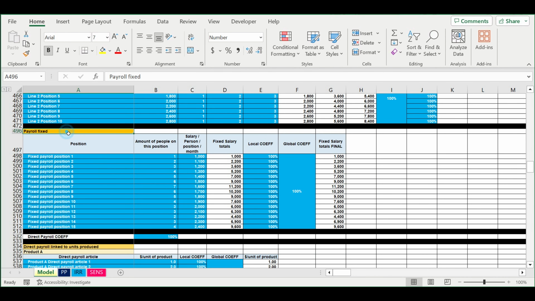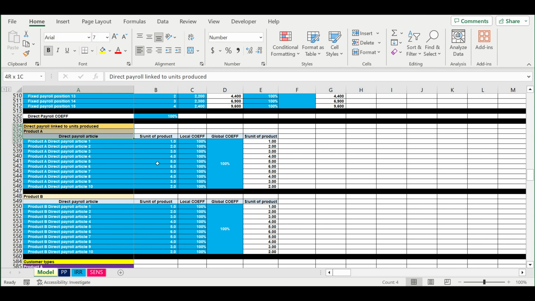The next portion of payroll is fixed payroll. Here we set up stable positions, salary per person on each position, and amount of people on each position. We also add global and local coefficients for future stress testing and scenario building purposes.